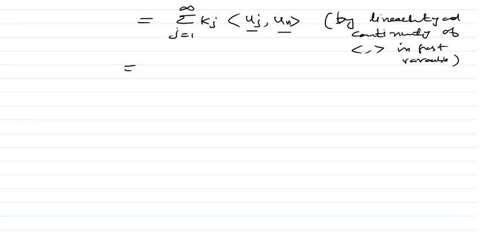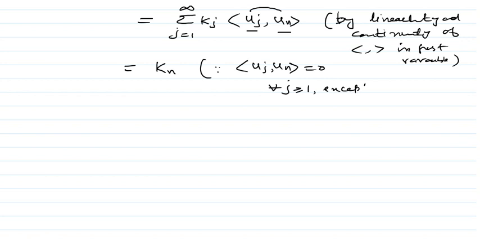Okay, so now if you expand this sum, for j equal to n, the inner product of Un with itself is equal to 1. So the nth term will be Kn times the inner product of Un and Un, that's equal to Kn. And for the remaining terms, since this set is an orthonormal set, the inner product of Uj and Un is equal to 0 for all j except j equal to n, and for j equal to n it's equal to 1. So this is just equal to Kn.